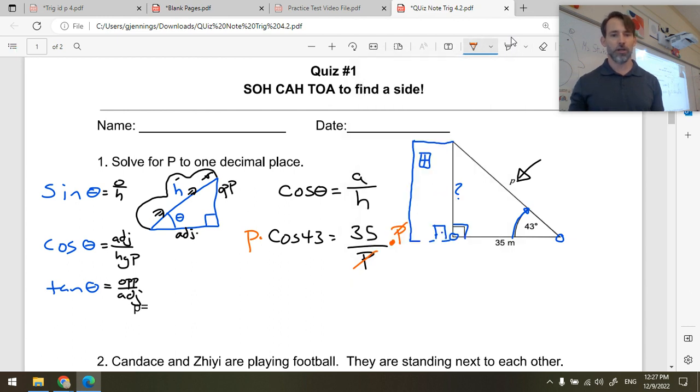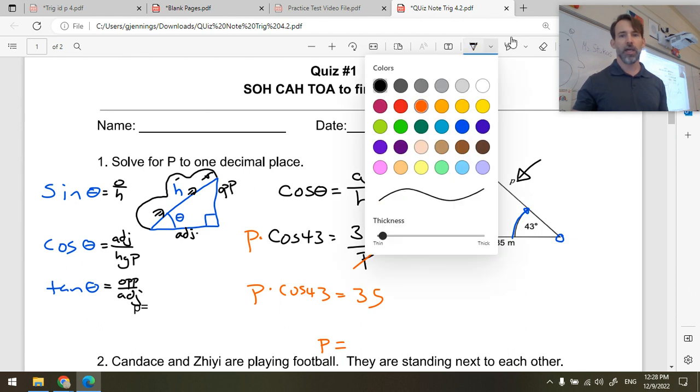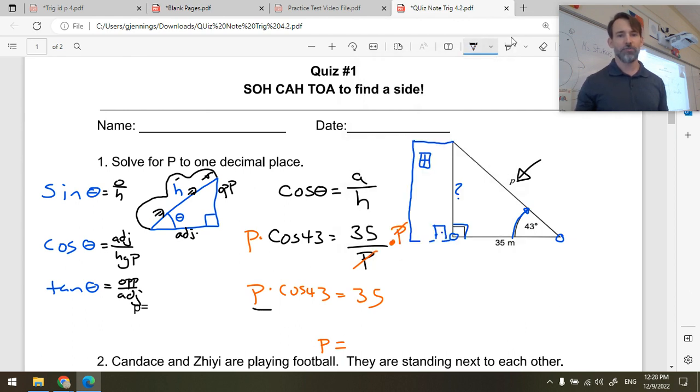But then the unknown is on the top of the equation, but on the other side. And it has a dance partner. Its dance partner is P times cosine 43 is now equal to 35. Well, I'd like to get all my knowns to one side of the equation and keep all my unknowns on the other side so that I can achieve my goal of solving for the length of this guy wire. P equals blah, blah, blah. So what we're going to do in that case is go ahead and divide by the dance partner. Here we are multiplying by cosine 43. So now divide by cosine 43, both sides of the equation.